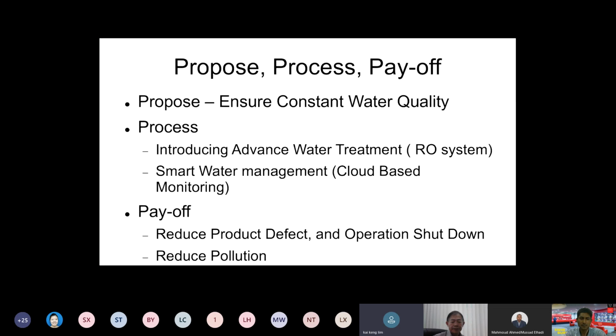The process we are using is what we call an advanced water management treatment system, which basically consists of an RO system. When we talk about smart water management, today we are going to introduce a cloud-based monitoring system. It is actually an Internet of Things system for managing our system. The payback of this presentation is that we will be able to help industry reduce defects because of consistent water quality improvement, reduce industrial shutdowns, reduce inconsistent water quality, and hence reduce pollution.